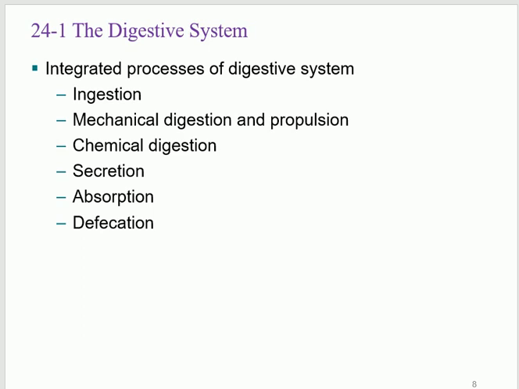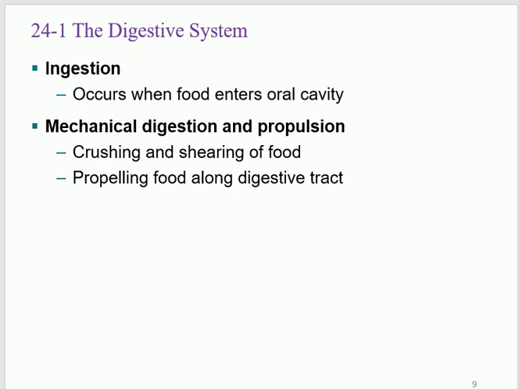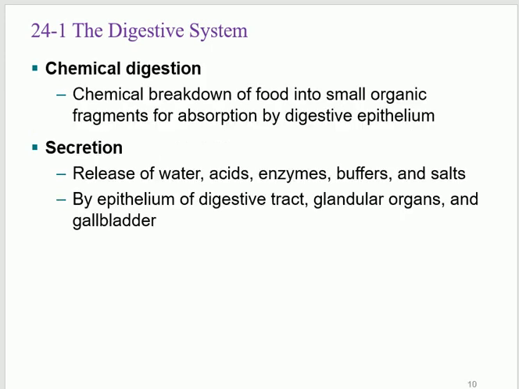So this is your goal, but you do it in two different steps: mechanical, followed by chemical digestion. There will be secretion of things that are going to help you, and then you're going to absorb, and the remnants will be defecated at the end. So what's ingestion? Simply, you put the food in your mouth. Mechanical digestion starts in the mouth, of course. This is the crushing and chewing of the food, and then you propel it down the digestive tract, while the chemical is further breaking down the small pieces into the building units of each one of those.